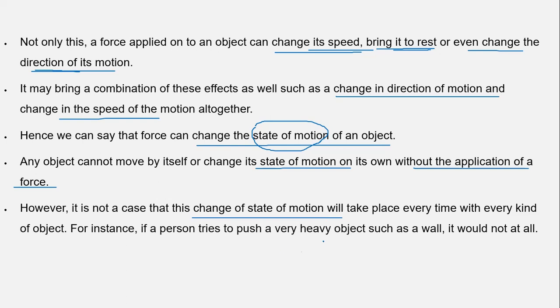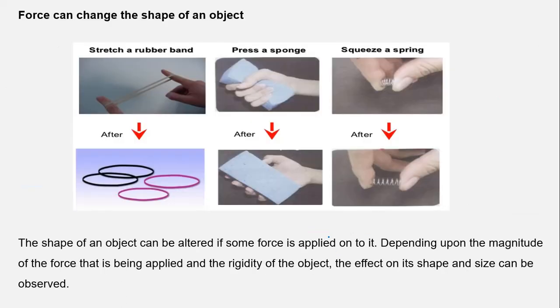Why does this happen? When we try to push a heavy wall, the wall will not change its state of motion because it is heavy. Force can also change shape. Here we can see that when we stretch the rubber band, the shape of the rubber band changes. When we squeeze the sponge, press it, the shape changes. When we squeeze the spring, the shape changes.